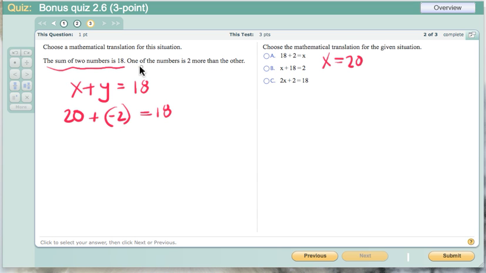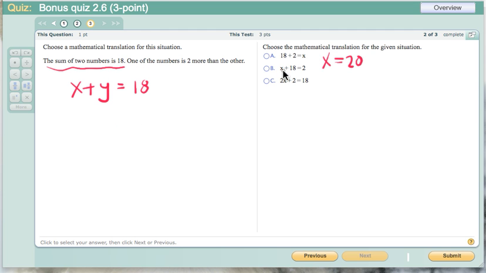Well, that second sentence says what? One of the numbers is 2 more than the other. So here are my two numbers, 20 and negative 2. Is this one 2 more than this one? The answer is no. And so that first multiple choice answer doesn't work. It simply is wrong. And so we know it's not this one.